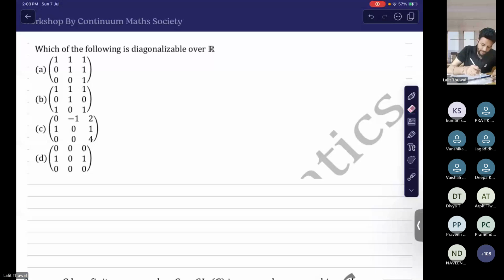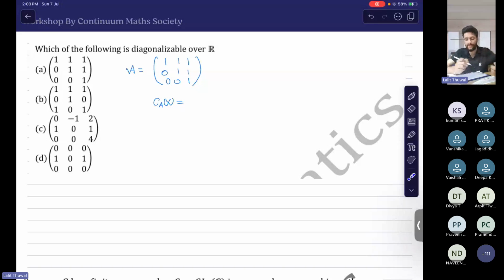The given matrix is, let me call it A. So what are the eigenvalues? The characteristic polynomial of this matrix is C_A(x). All the eigenvalues are 1, because it is an upper triangular matrix and the diagonal elements are 1. So the characteristic polynomial will be (x minus 1) whole cube.